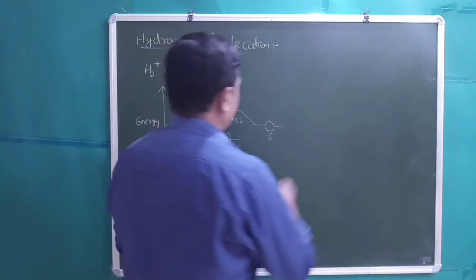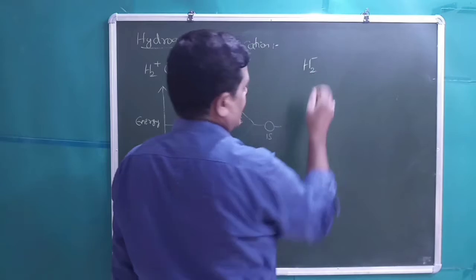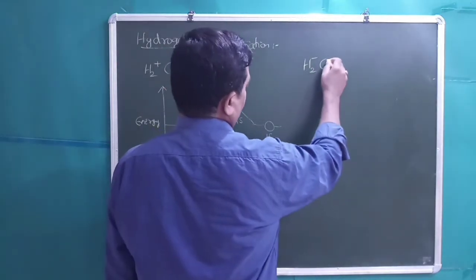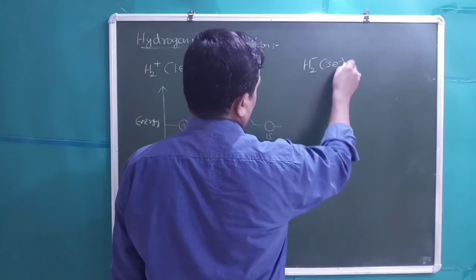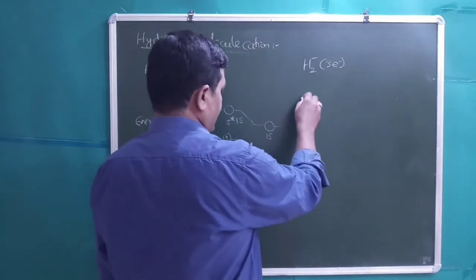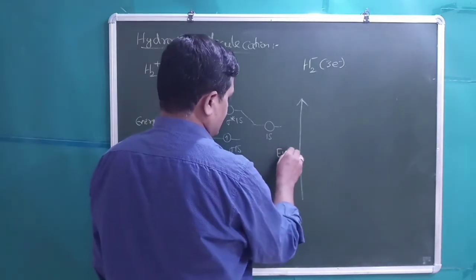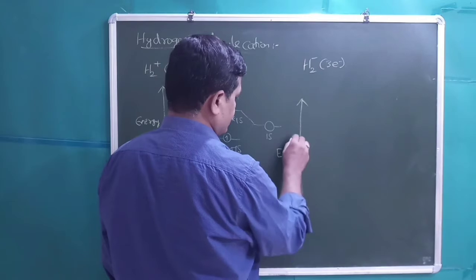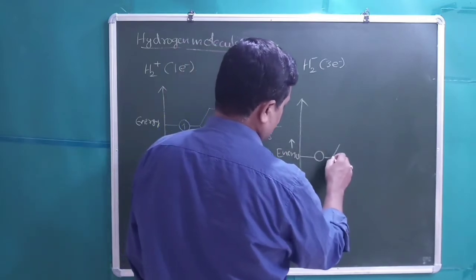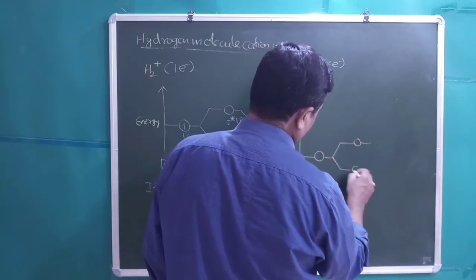Next, let us take H2 minus. Students, H2 has 2 electrons. H2 minus has 3 electrons. Energy level diagram we can draw like this. This is an increasing order of energy. The 1s orbital of one hydrogen is combining with the 1s orbital of the other hydrogen atom.